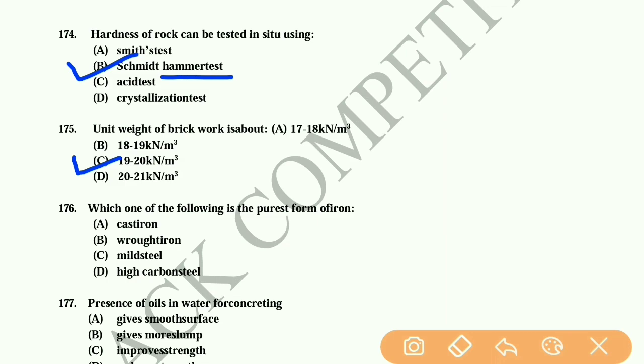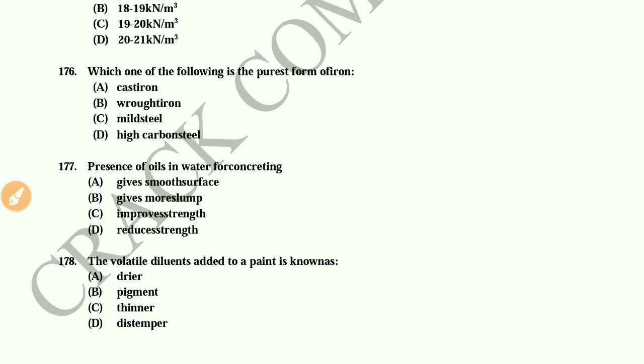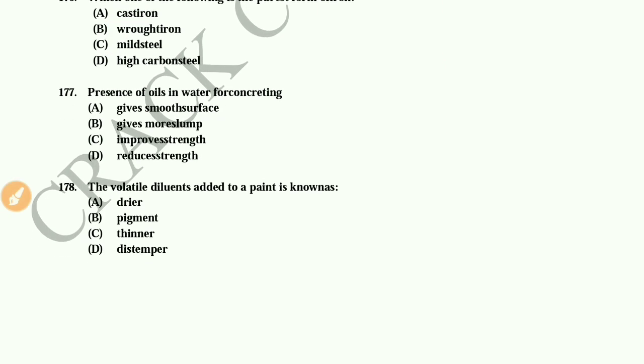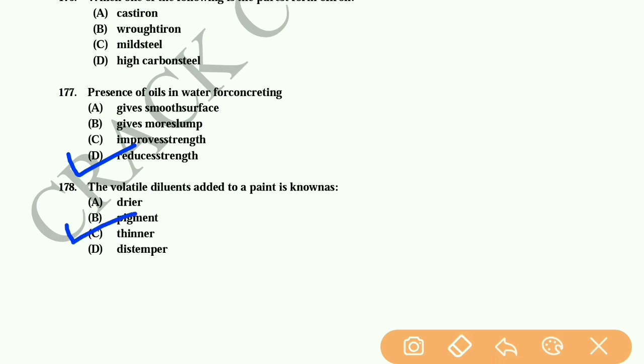Which one of the following is the purest form of iron? Very important question. Wrought iron. The presence of oils in water for concrete reduces the strength of concrete. The volatile diluents added to the paint, this is called thinner.